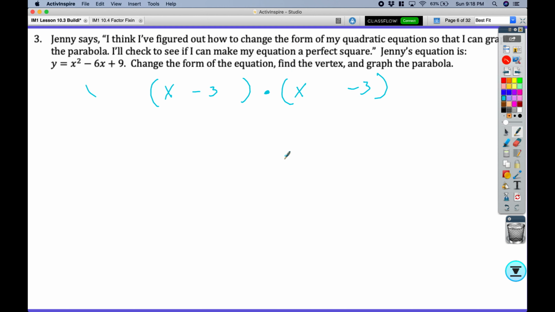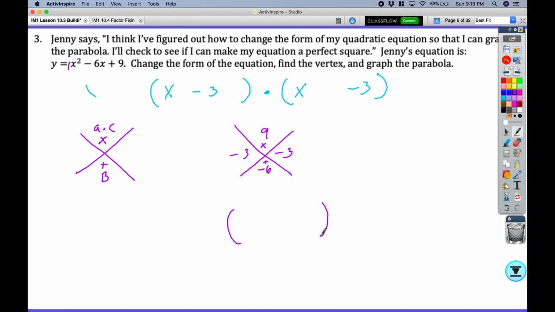And like I said, I'll go over it really quickly again, but in 10.5, we're going to have a whole lesson on this. You're essentially trying to find two values that will multiply to a times c and then add to our b value. So 1 times 9 is 9, and my b value is negative 6. So I'm looking for numbers that multiply to 9 and add to negative 6. I know they're both negative, and I know that 3 and 3 will add to negative 6 and multiply to 9. Therefore, if you have a coefficient of 1, these would be your values over here, and then your x's would just be in the front.